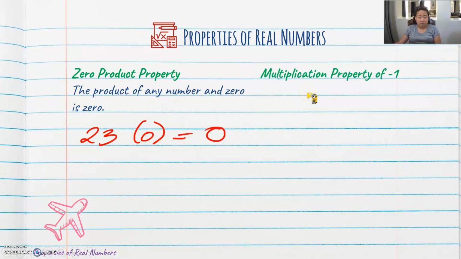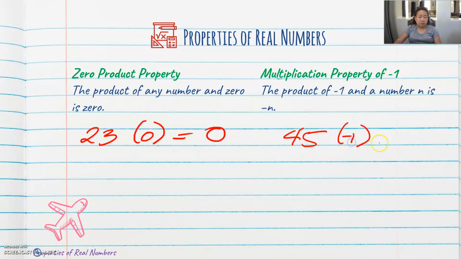And then we also have what we call the multiplication property of -1. The product of -1 and a number n is always -n. So if your number is 45 and you multiply it by -1, it could be -45, or it could be the other way around. You are given -45, you can split it up into 45 and -1.